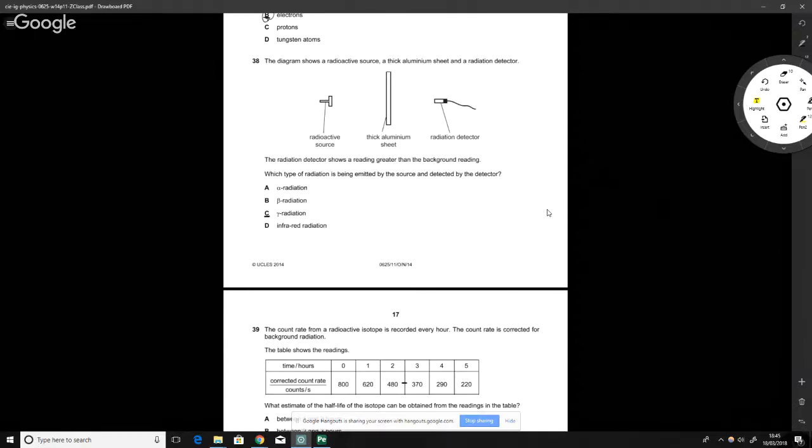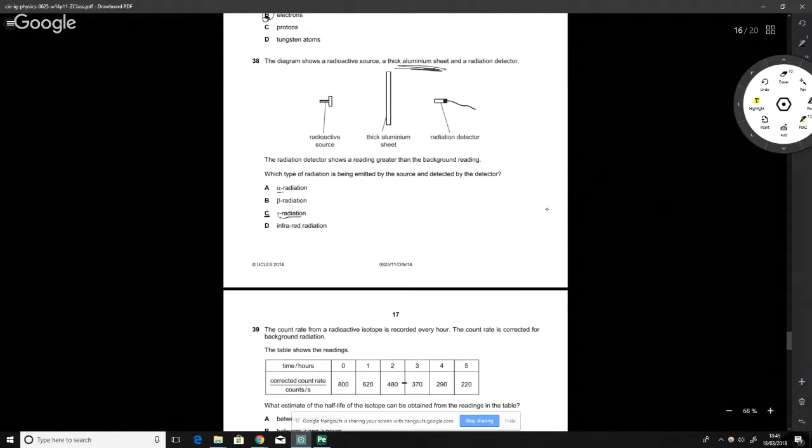The diagram shows a radioactive source and a thick, that's the key word, nice thick aluminium sheet, and a radiation detector. The radiation detector shows a reading greater than the background reading. In other words, it's picking up additional radiation. Which type of radiation is being emitted by the source and detected by the detector? It is going to be gamma.